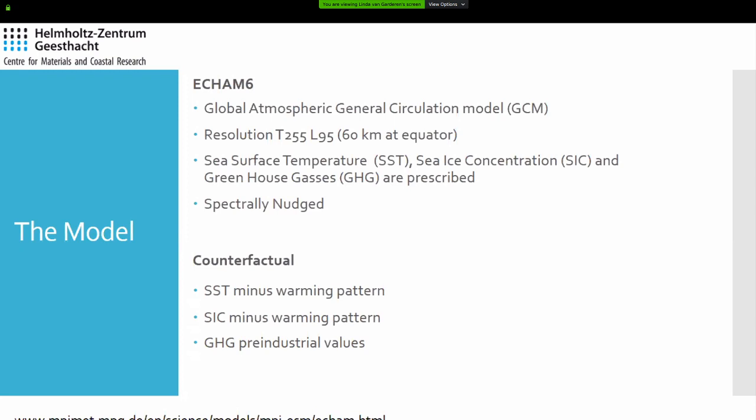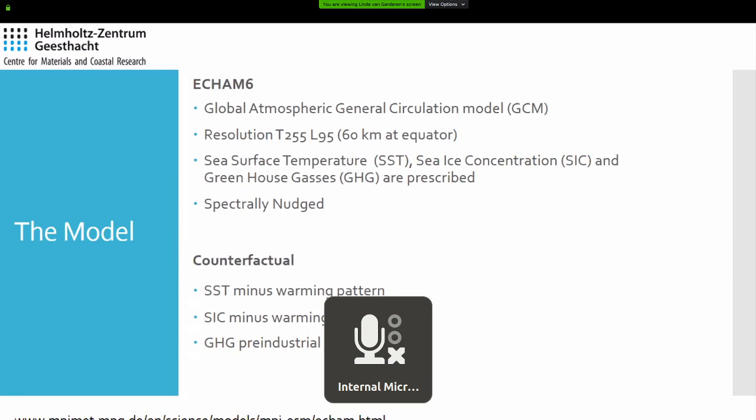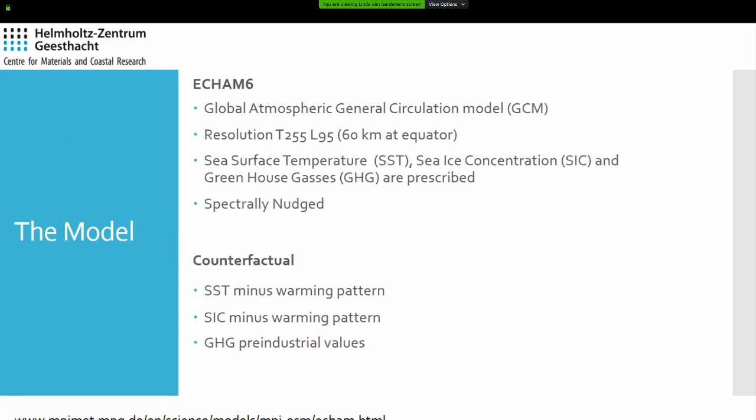It is a so-called high resolution, 60 kilometers at the equator. This is the highest resolution available in ECOM. This will not be made any higher, as now they're working on ICON and no longer on ECOM6. The sea surface temperature, sea ice concentration, and greenhouse gases are prescribed through NCEP data. That is the SST and SIC NCEP reanalysis data.